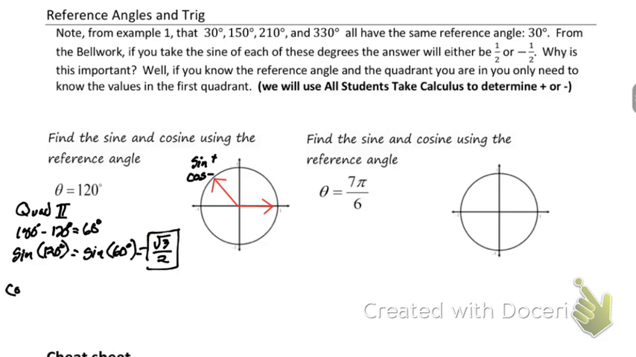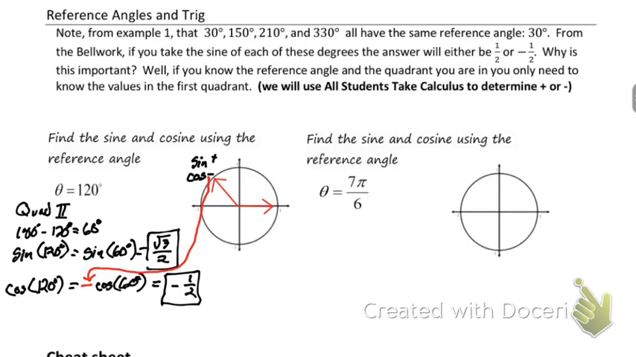Now cosine of 120. What I want to note is the cosine of 60 is positive. The cosine of 120 needs to be negative. So as soon as you know cosine is negative, you have to remember to attach a negative sign out front of it. So the cosine of 120 equals the negative cosine of 60 degrees, which is negative 1/2. And now I just need to know quadrant 1.